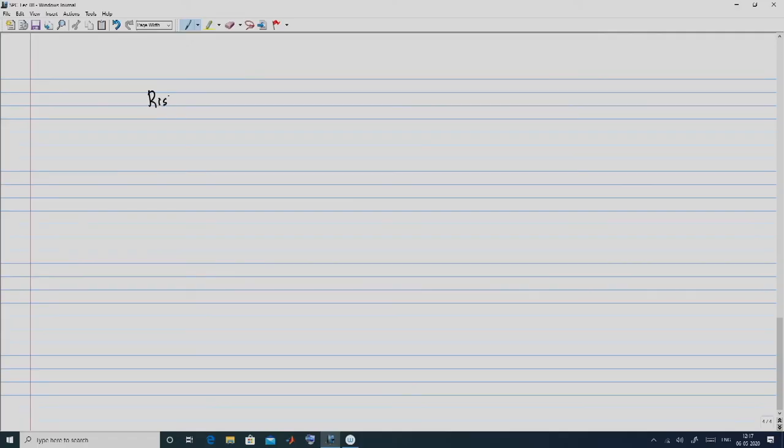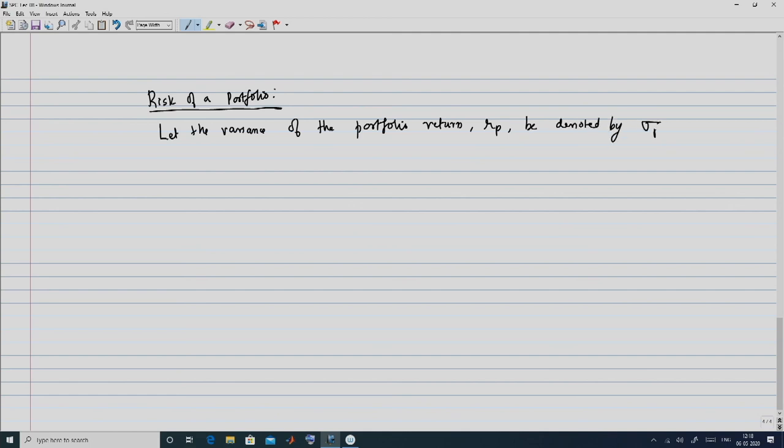Okay, now that we have defined the expected return of the portfolio, the next thing we are going to do is make use of that in order to define and then give a formulation for the risk of this particular portfolio P. So, we start off with the risk of a portfolio. Let me use the variance as a measure of risk, or equivalently the square root of that, which is the standard deviation, as a measure of risk. So, let the variance of the portfolio return Rp be denoted by sigma p square.